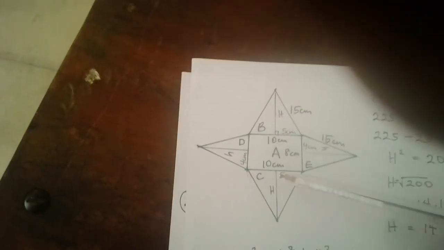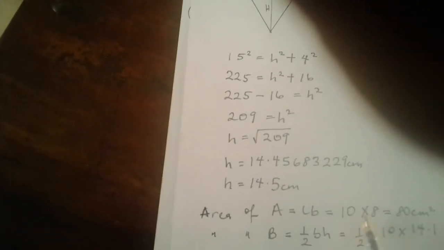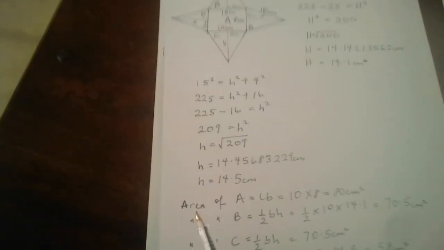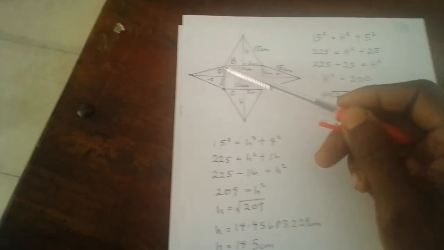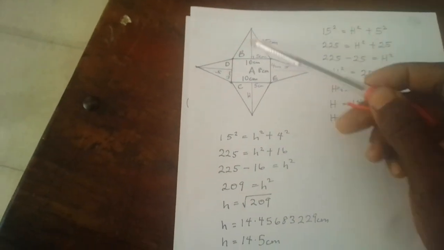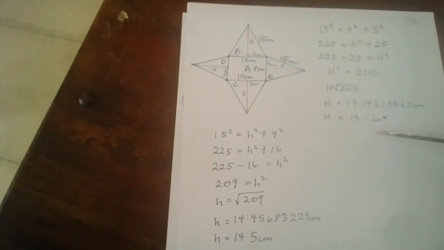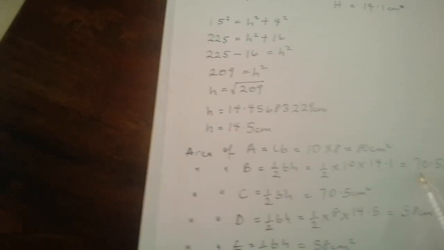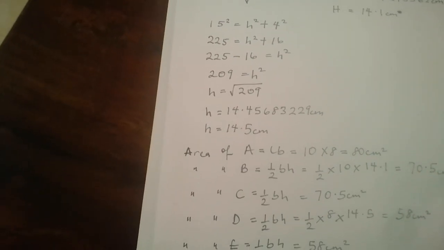So the base is what? Area of the base, which is what? Area of A, 10 centimeter by 8 centimeter. So that's a rectangle, 10 times 8, which gives us 80 centimeter square. Then you do the area of B. For your B, the base here is what? 10, and we've calculated the vertical height here to be 14.1 centimeter. So area of B will now be half base times height. This half times base, 10, times height, 14.1, should give me 70.5 centimeter square.